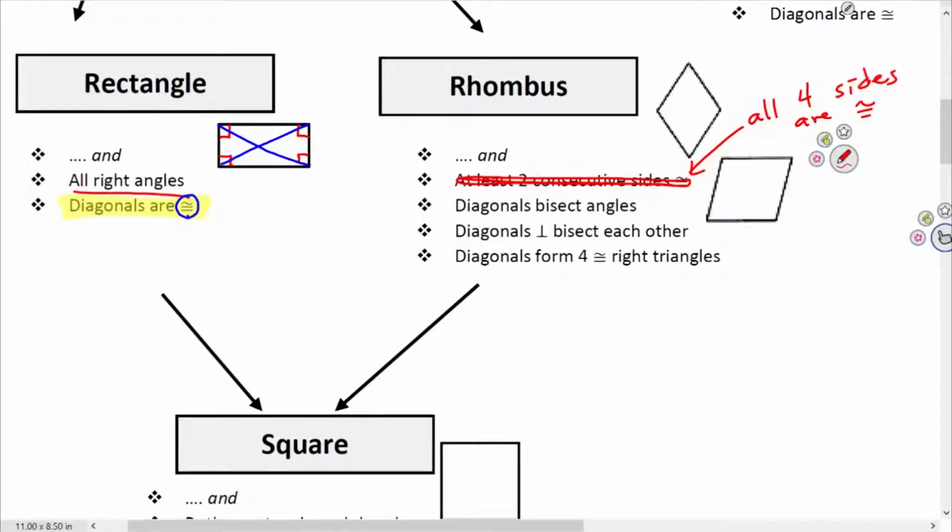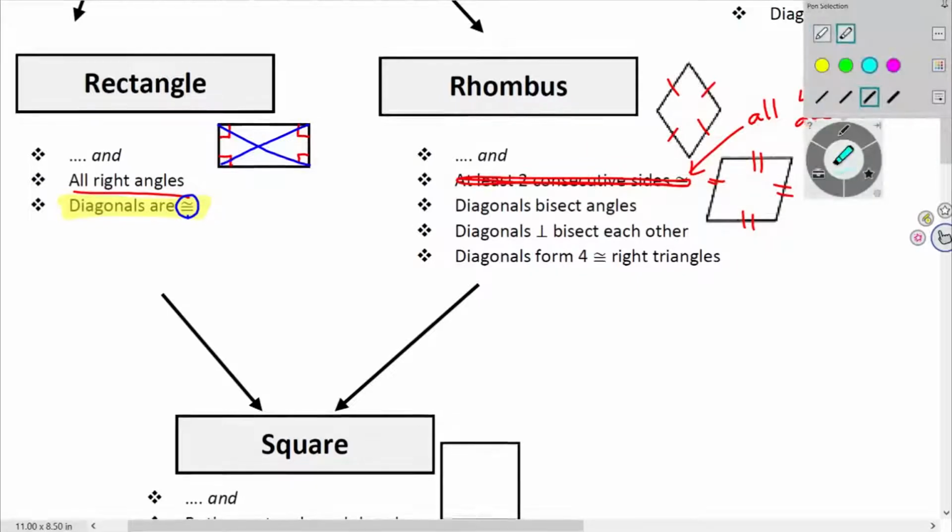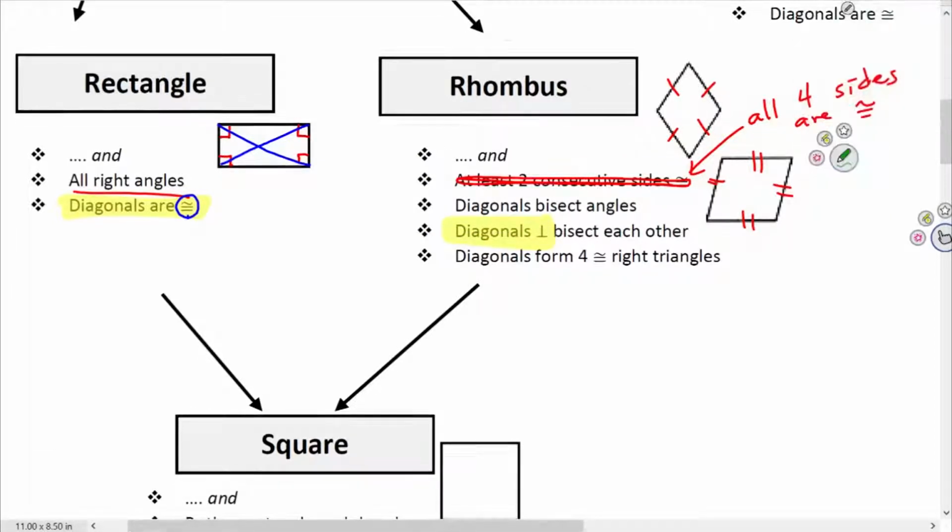Okay, that is the defining characteristic. That's the definition of a rhombus. All four sides are the same length. Other things that you get is, well, let me just point out this. The most important one to me about the diagonals is that they are perpendicular. Okay, that's super important.